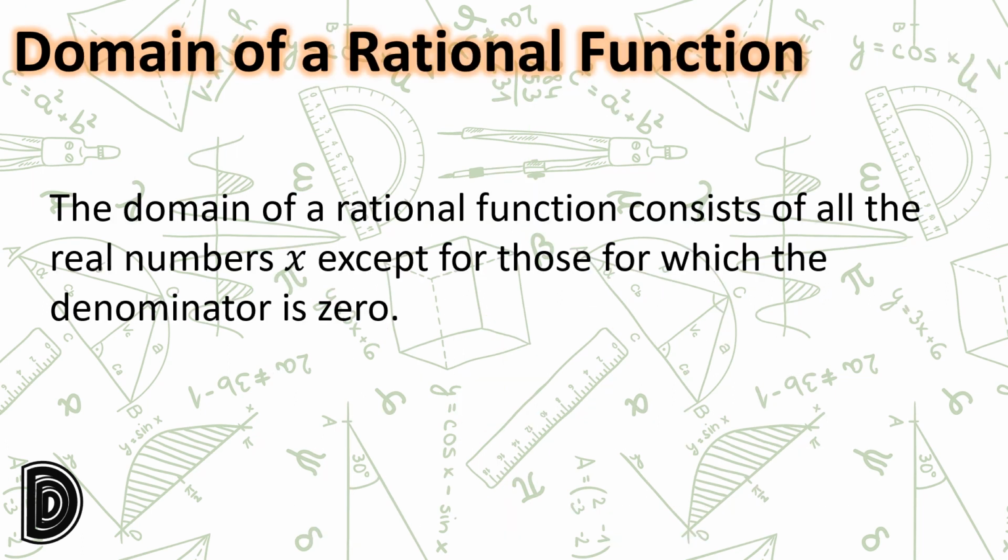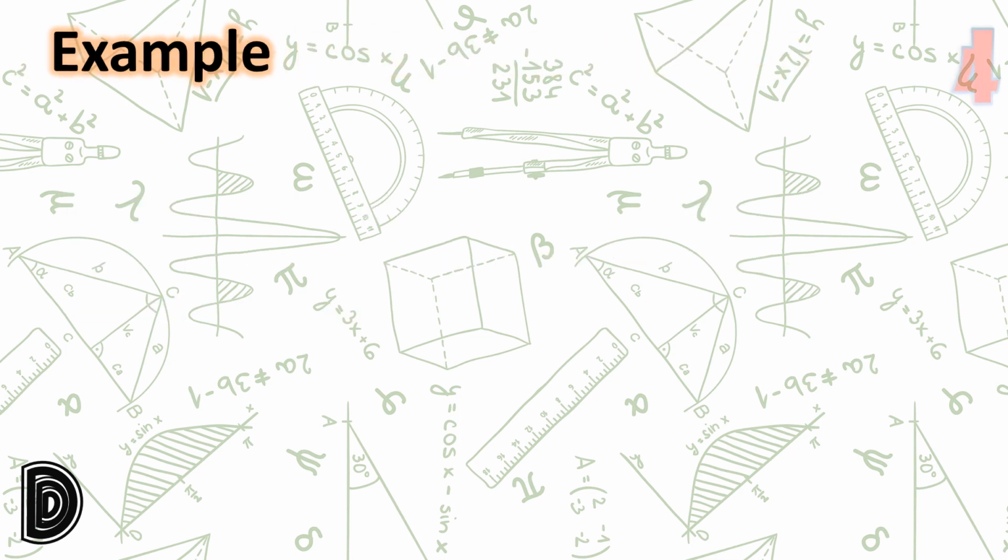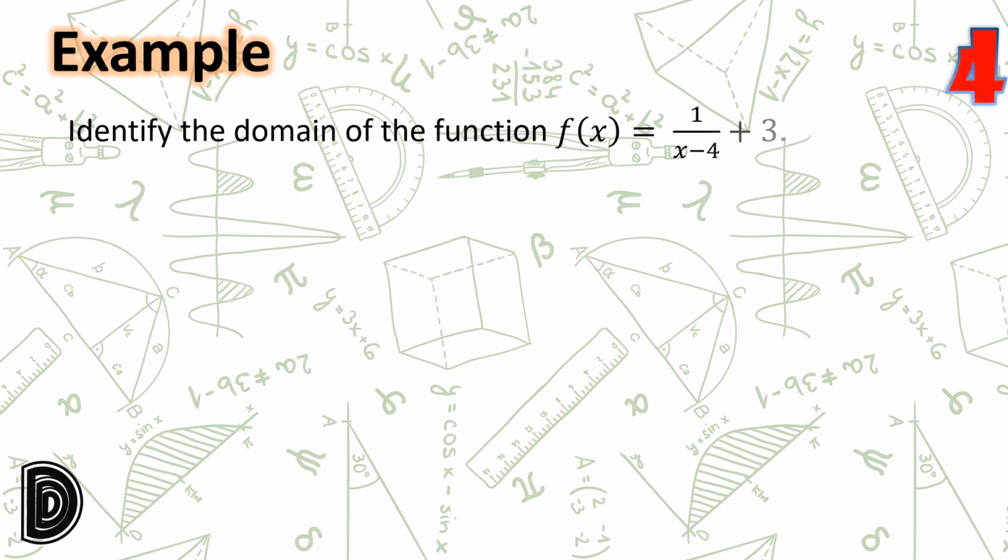This time, let us have the domain of a rational function. We know that the domain of a function is the set of all values that the variable x can take. Hence, the domain of a rational function consists of all the real numbers x except for those for which the denominator is 0. Let us have an example. Identify the domain of the function f of x is equal to 1 over x minus 4 plus 3.